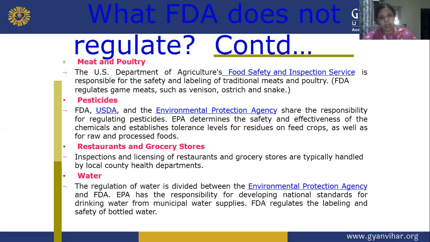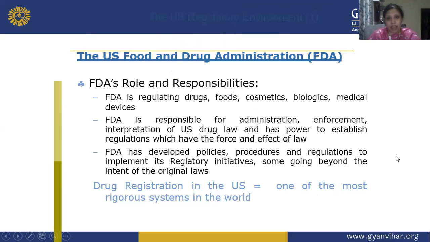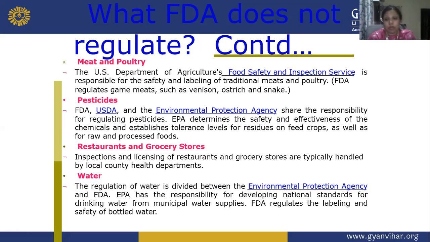EPA has the responsibility for developing national standards for drinking water from the municipal water supply. FDA regulates the labeling and the safety of bottled water. So both the FDA and EPA are responsible for the regulation of drinking water. For the municipal water supply, the EPA is involved, whereas the FDA is responsible for the labeling as well as the safety of bottled water.